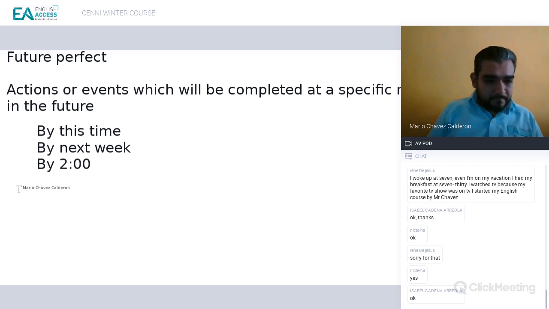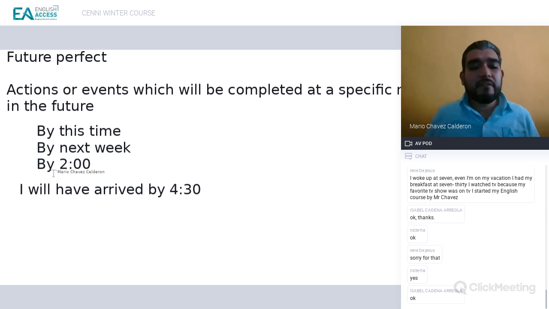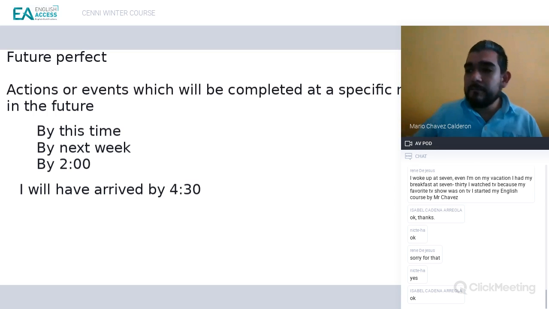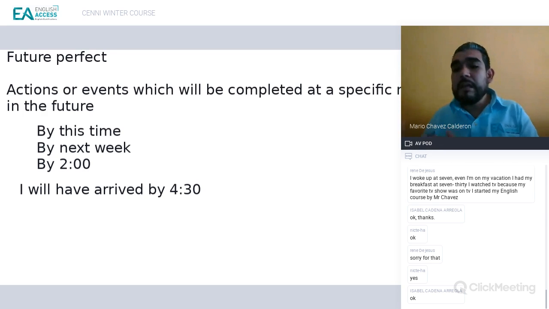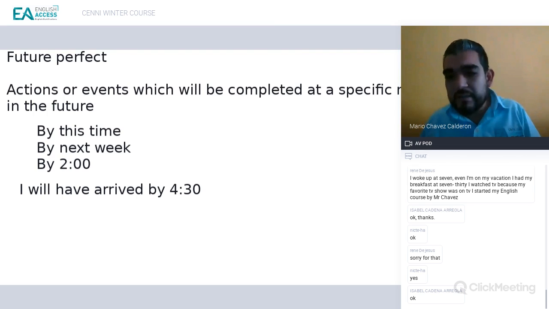Okay? For example, I will have arrived by 4:30. I will have arrived by 4:30. I will have arrived. Okay? That means that by that time, it will be done. It will be completed. Okay? It can be completed before, yes, but by that time, it will surely, certainly be complete. All right?